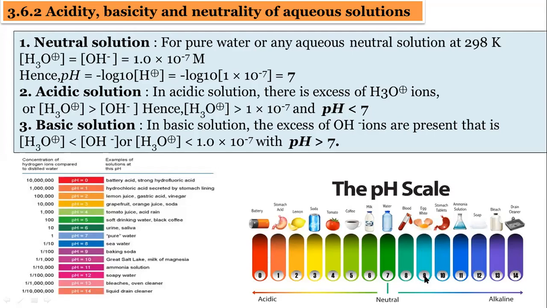Then tablets for antacids, which is having the pH 10. Then ammonia solution having the pH 11. Then soap 12, bleach 13, and drain cleaners. Drain cleaners means these are the liquids which are used for drain cleaning. Many liquids are available in the market, and that liquid is having the highest pH, which is 14.